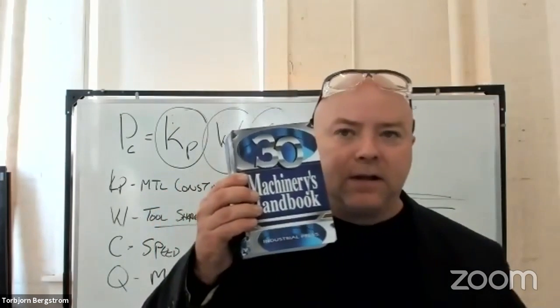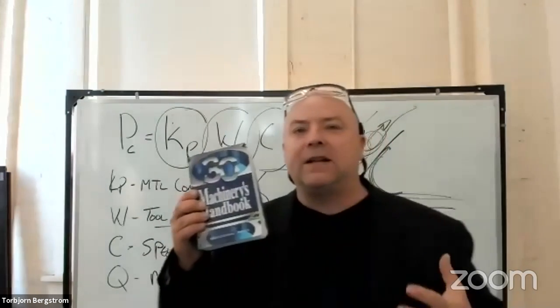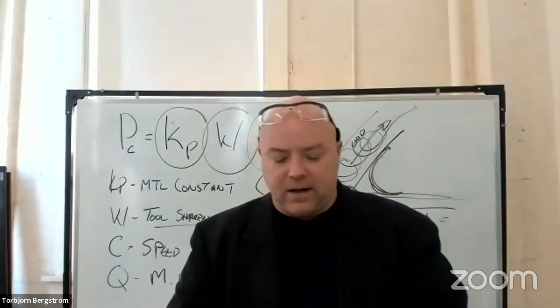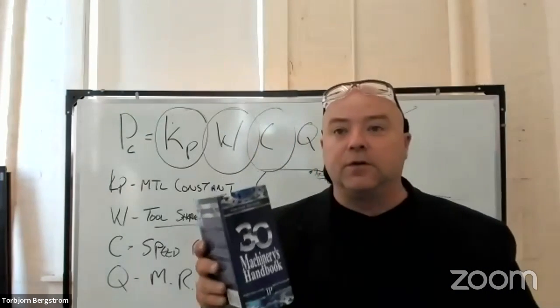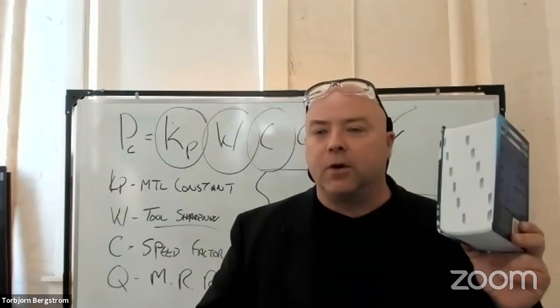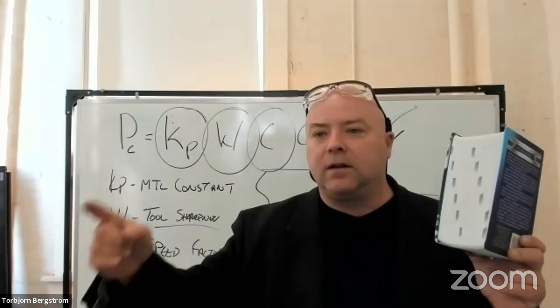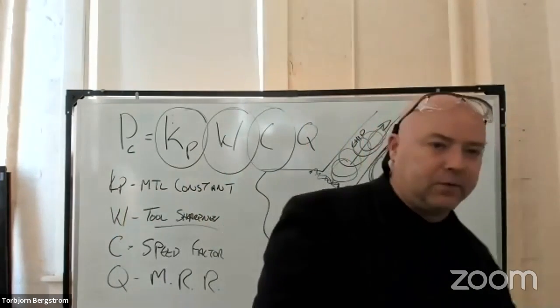But the place where we're gonna find the KP values and the C values and the Q values and the W values is from the Machinery's Handbook. Other people have done the testing and the studies that we need to do. Now, the good news for you is you don't have to go to the bookstore and pay $150,000 for the book because it's available to you electronically at the WPI library.